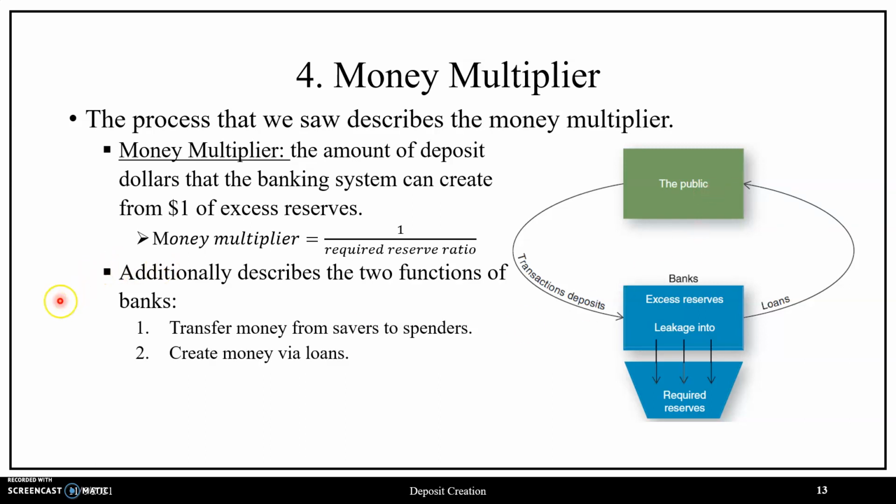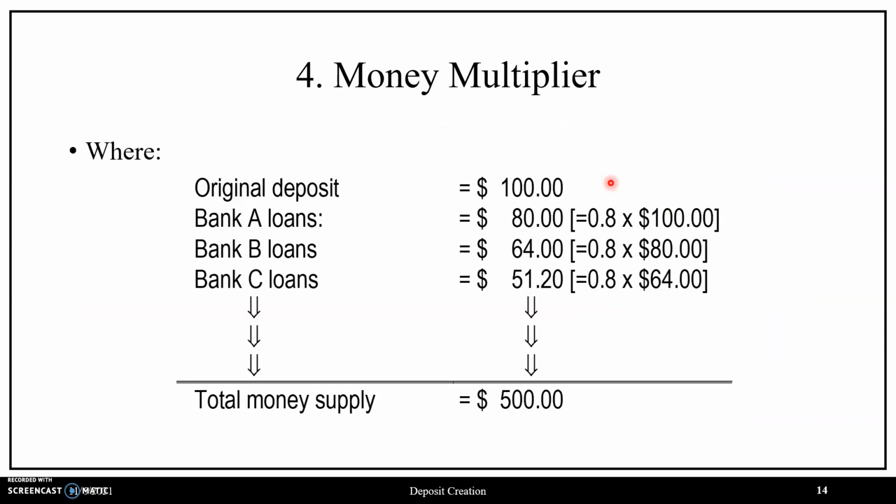Additionally, this process also describes the two functions of banks, in that they can transfer money from savers to spenders or create money via loans. We're describing this money multiplier process through our example.